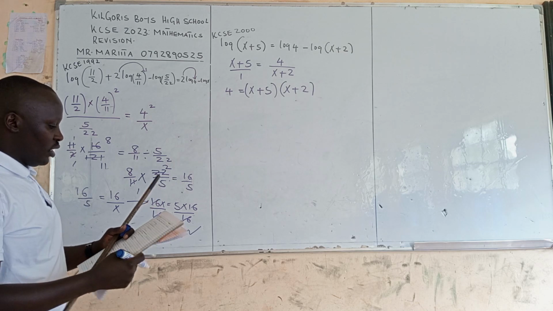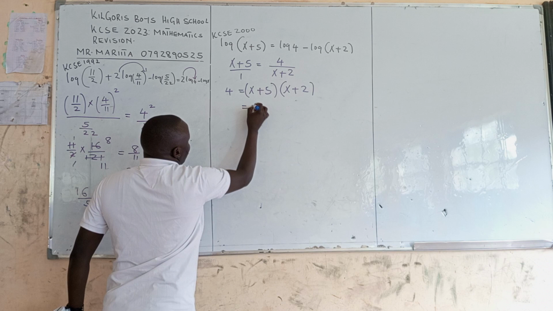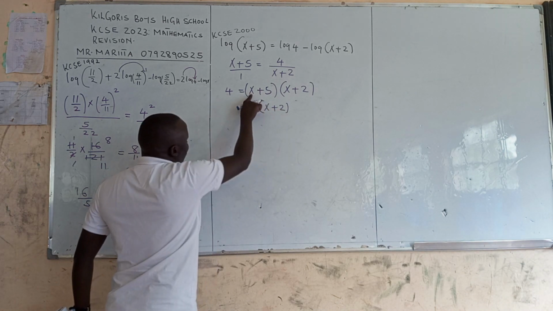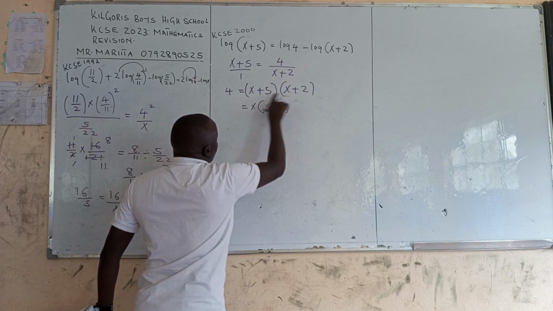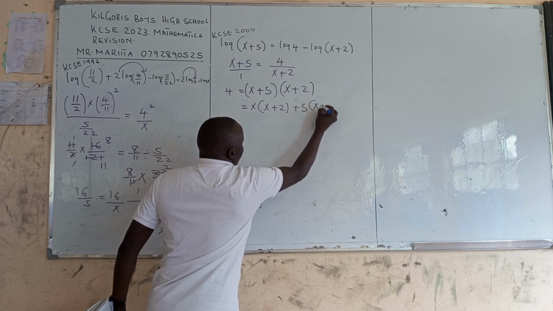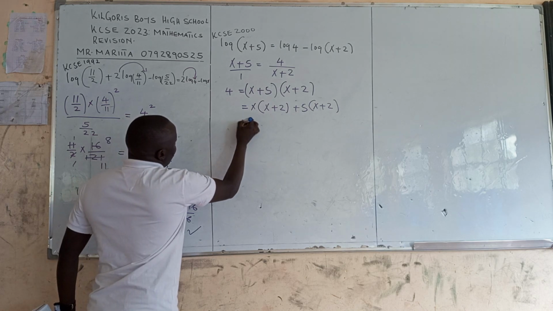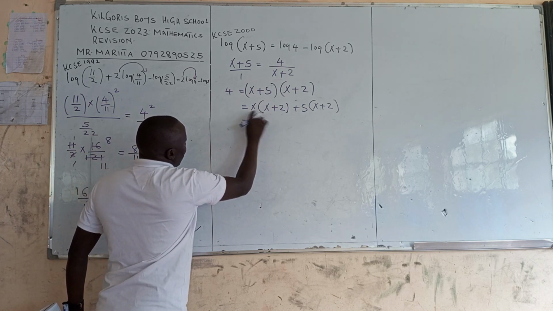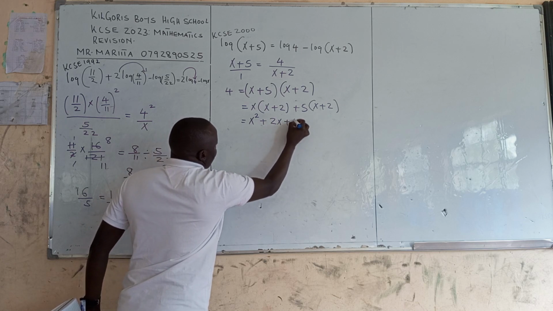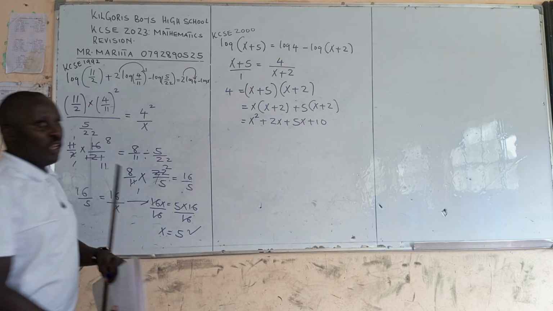So if we work out this side first, we have x into x plus 2, then plus 5 into x plus 2. So what do we have here? If we open the brackets, we have x squared, plus 2x, plus 5x, then plus 10. That is what we have.